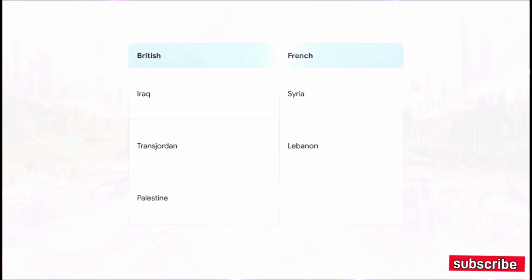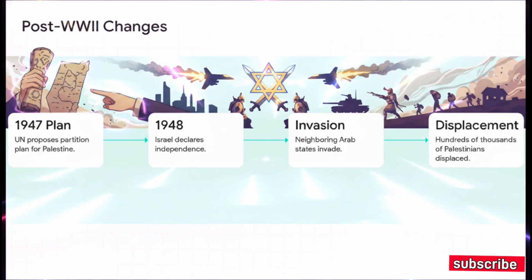Britain took Iraq, Transjordan, and Palestine, while France grabbed Syria and Lebanon. The incredibly important takeaway here is that these artificial borders were drawn with pretty much zero regard for the complex ethnic, tribal, and sectarian realities actually existing on the ground. So as those European powers finally withdrew after the Second World War, the region was left incredibly volatile.